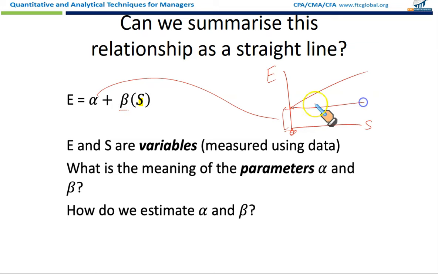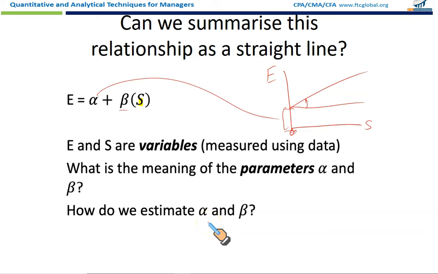Beta is the gradient of this line, the slope parameter, you may say. It indicates the amount of change in E, earnings, that is associated with a 1 unit change in S. So how do we estimate alpha and beta?